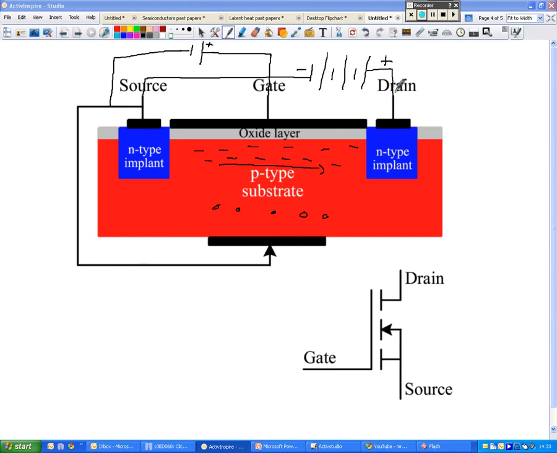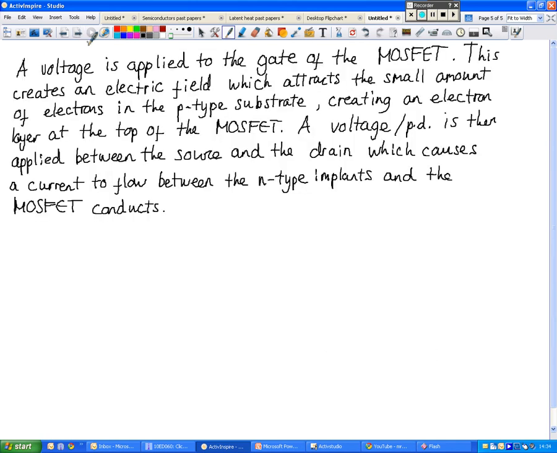You do that by applying a voltage between the drain and the source. Flows from positive to negative or negative through to positive. So that's essentially how the MOSFET works. You need to have a voltage across the gate as well as a small voltage across the source and the drain. So the voltage across the gate creates a field which pulls the electrons up, and then the voltage between the drain and the source pushes those electrons between the N-type material, and that's how it conducts.